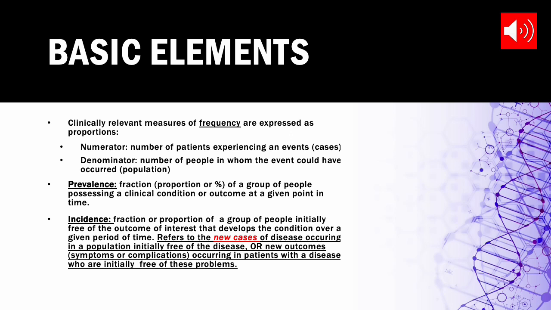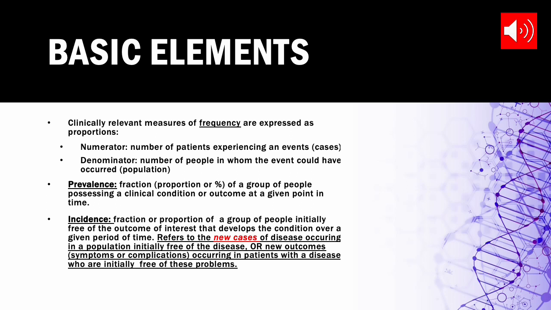So for instance, if you had, say, 100 cases of RSV in a population with 400 children, which RSV is most prevalent in, your numerator would be the 100, and the denominator would be the 400. Prevalence is a fraction. It can be expressed as a proportion or percentage, and it's a fraction of a group of people possessing a clinical condition or outcome at a given point in time.